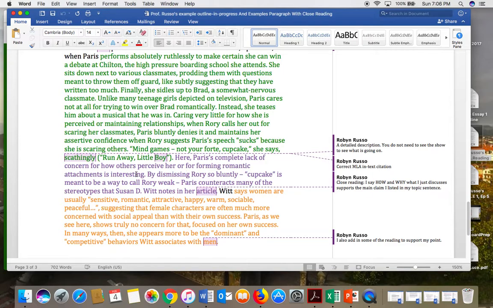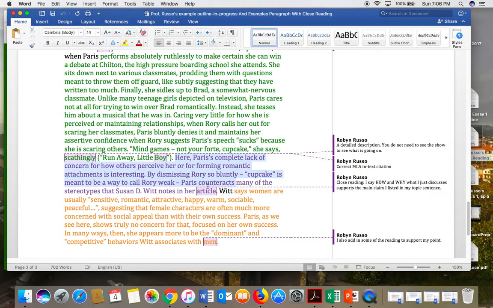Paris counteracts many of the stereotypes that Susan D. Witt notes in her article. Witt says women are usually sensitive, romantic, happy, warm, sociable, peaceful, suggesting that female characters are often much more concerned with social appeal than their own success. Paris, as we see here, truly shows no concern for that, focused on her own success. In many ways, she appears to be the dominant and competitive behaviors Witt associates with men.